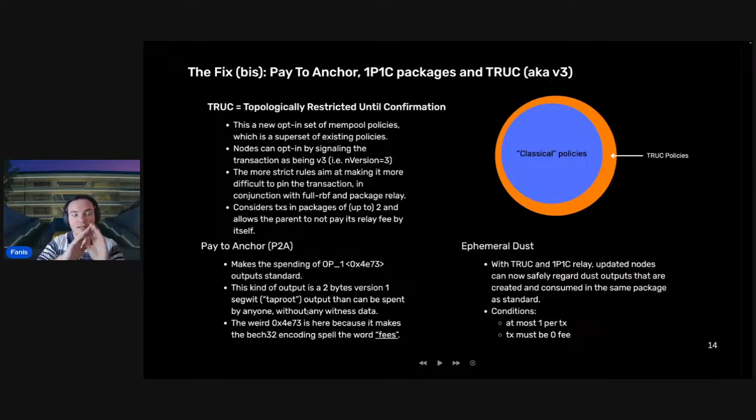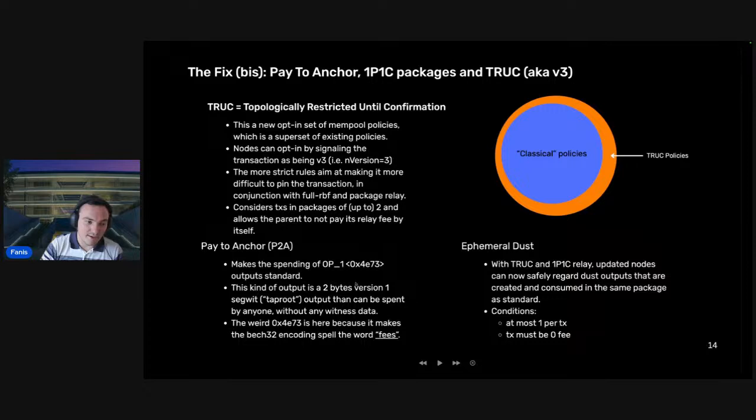More specifically, the witness must be empty. When you spend this output, in the witness data, where you usually put the signature of the transaction, you must put nothing. And this weird hexadecimal number comes from the fact that if you take the Bech32 encoding of this, with the fact that it's a version 1, it spells the word "fees". I'll show you in a moment. So that's quite interesting as well.